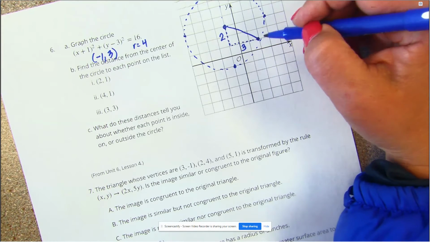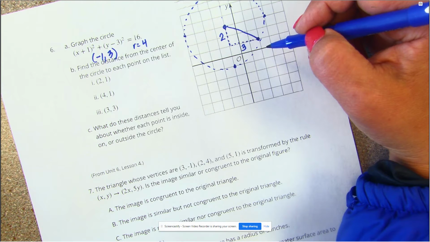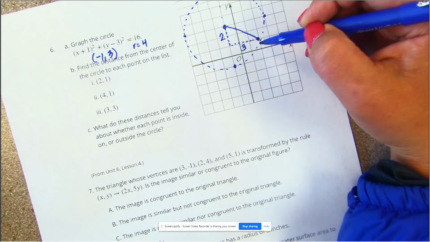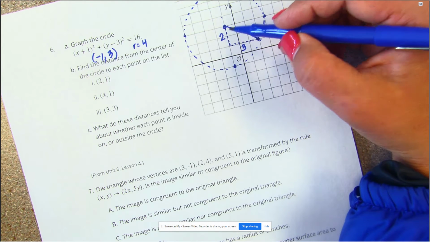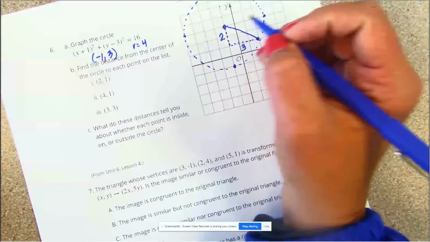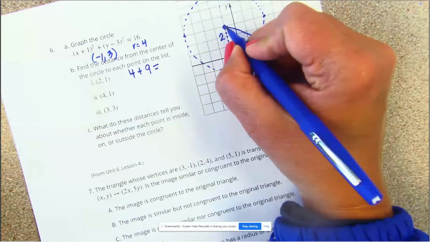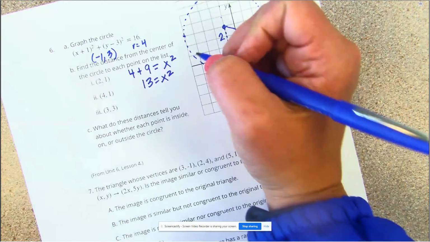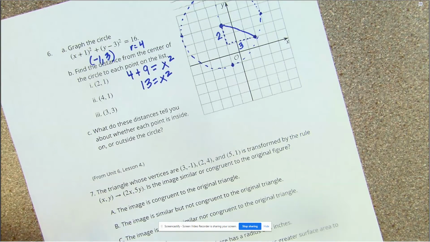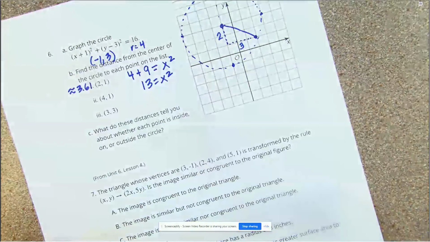And how could I have found that? I could have done the x coordinate minus 2, and the y coordinate minus 3. I'm just going to do the Pythagorean theorem here and find the distance. So 2 squared is 4, plus 3 squared is 9, equals distance squared. So 13 equals x squared. What's the square root of 13? Distance is approximately 3.61.